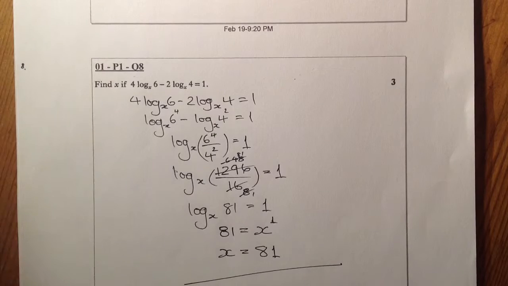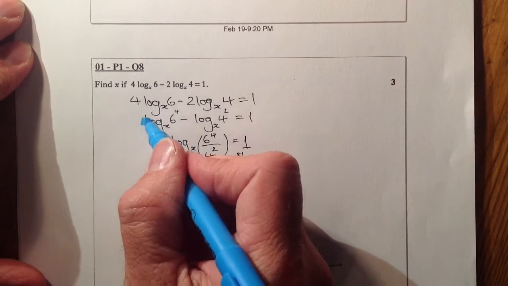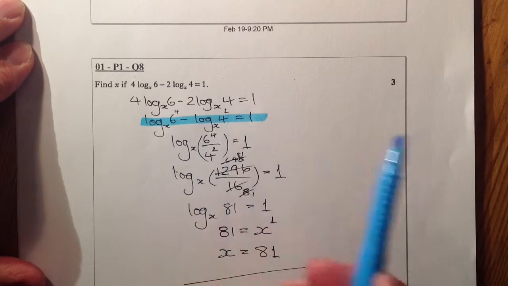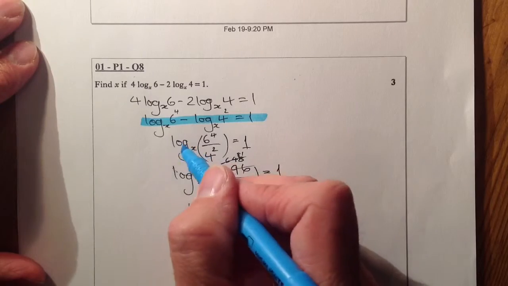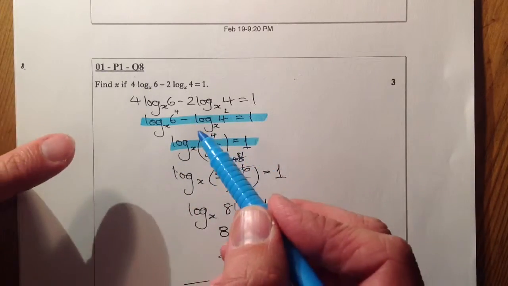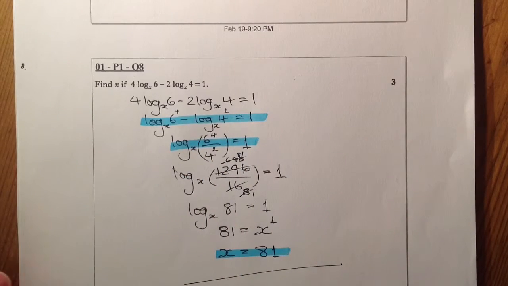So x is equal to 81. Now let's look at the marking for this one. I'm going for 1 mark for using this first law, where I bring the powers up to the front. The next mark will be for using the next law, where I've got subtraction and I divide under the one log, and finally 1 mark for the answer. So 3 marks for this question here.